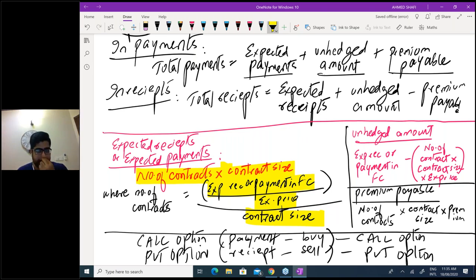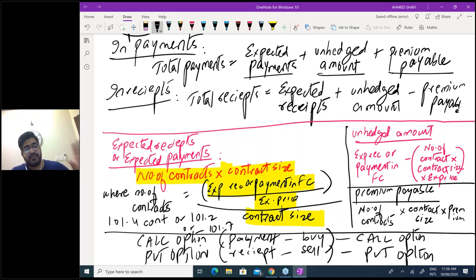Now, let's suppose when you calculate this number of contracts, it comes to 101.4 contracts or 101.2 contracts or 101.7 contracts. Obviously, no one is going to give you mathematical contracts like 101.4. You can't take 101.4 contracts from a money changer. You can't take 101.2 contracts. You can't take 101.7 contracts. So if the answer is coming 101.4 or 101.2 or 101.7, you can only get 101 contracts. You can't take decimal contracts. No one gives you decimal contracts in the real world.